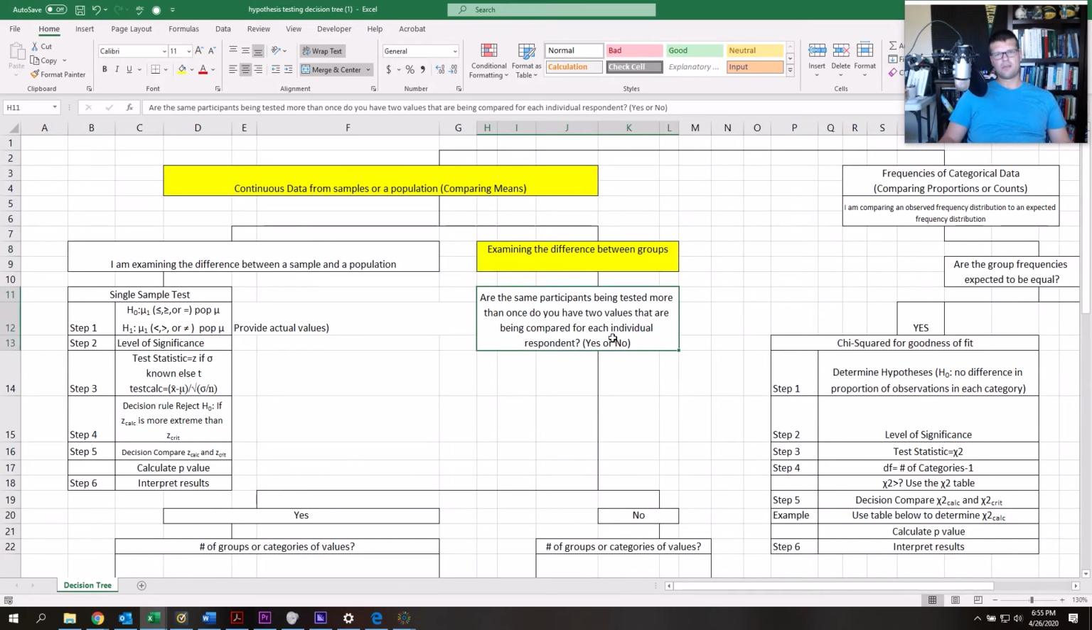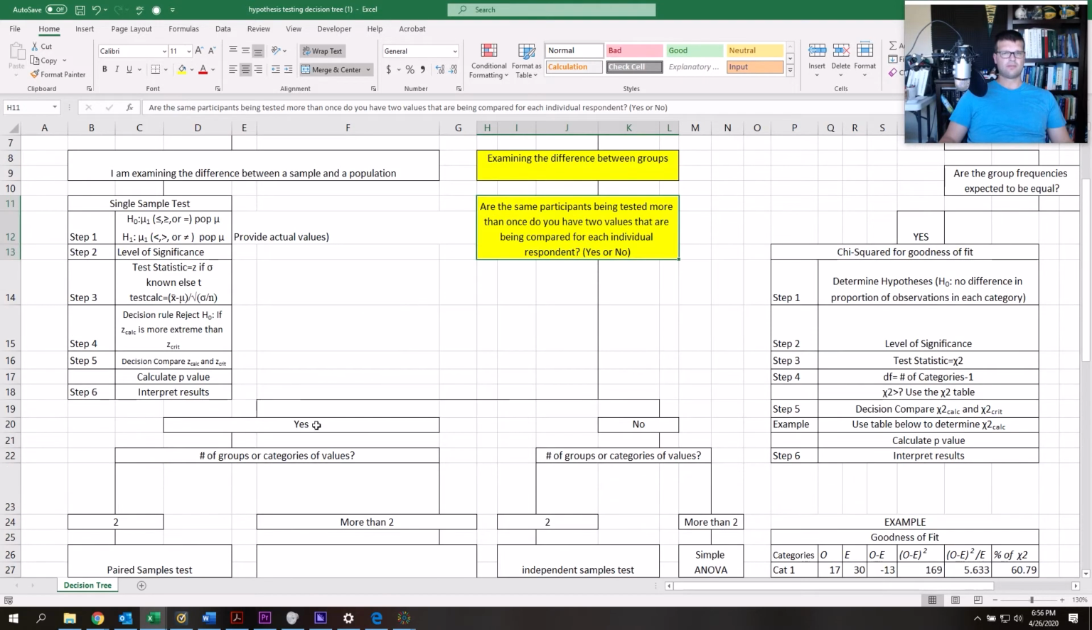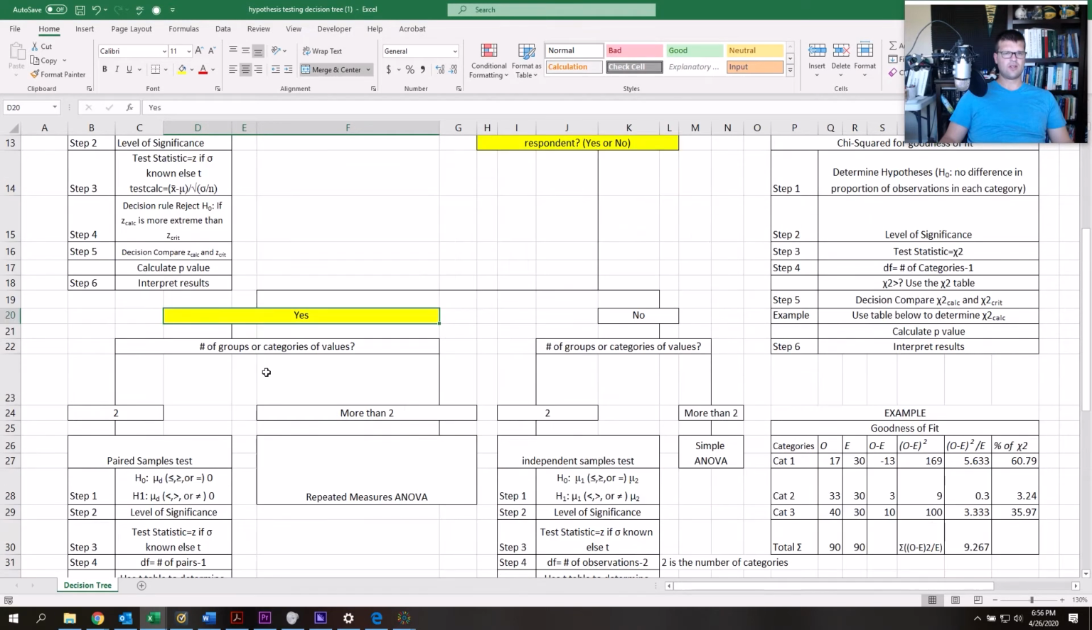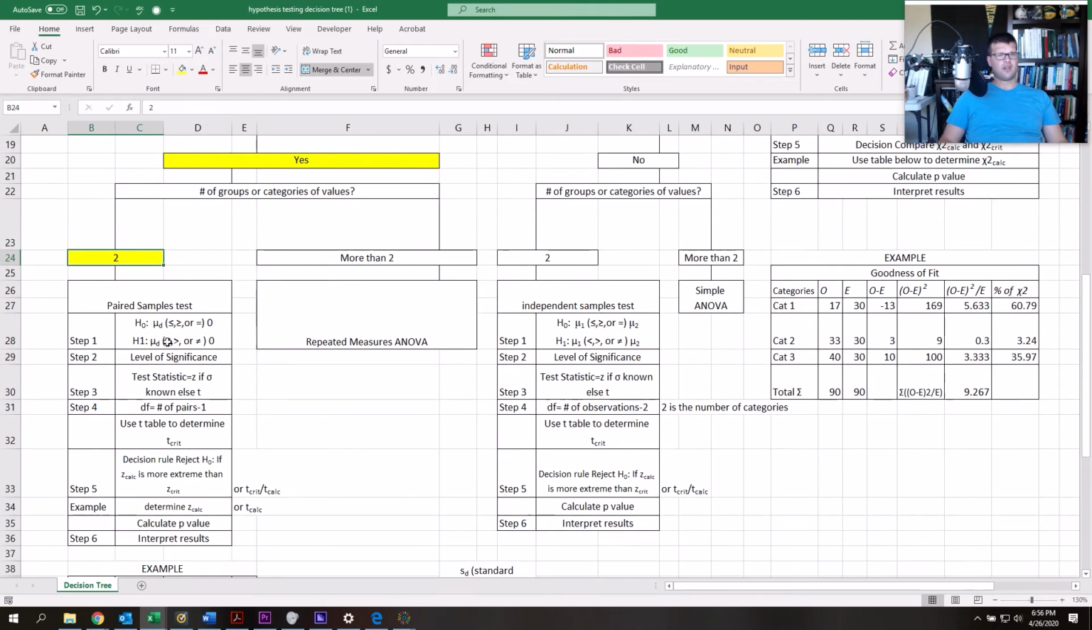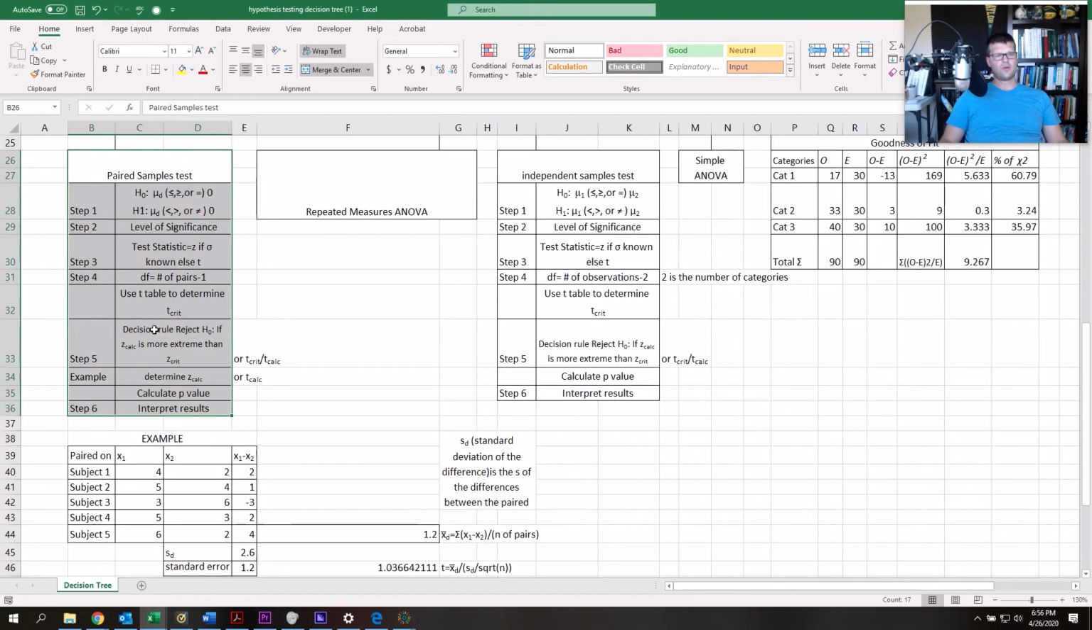Are the same participants being tested more than one time? In other words, do you have 2 values that are being compared? And the answer is yes. And so the next question is, how many groups do you have, or categories of values? And the answer is 2. So we have before and after. And so now that brings us to the paired samples hypothesis test. And you can go through step 1 through 6 in order to be able to determine that.